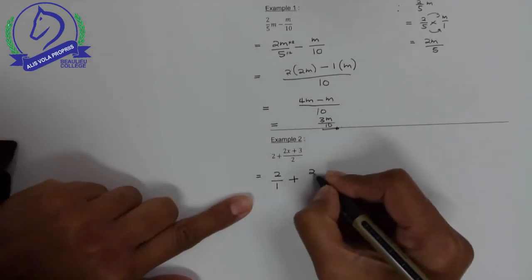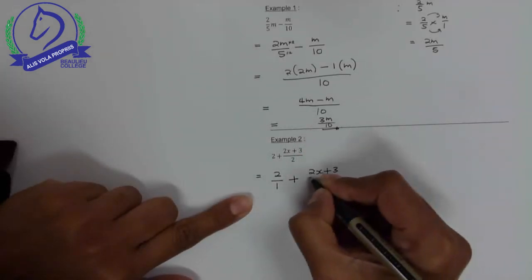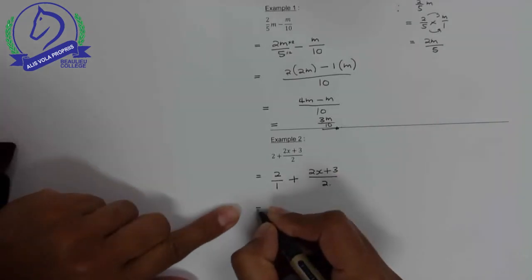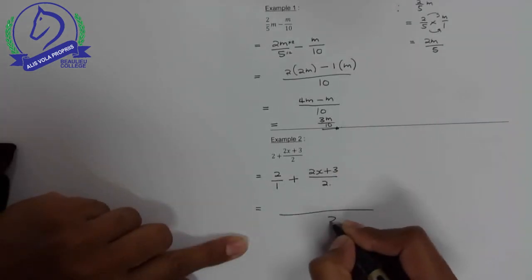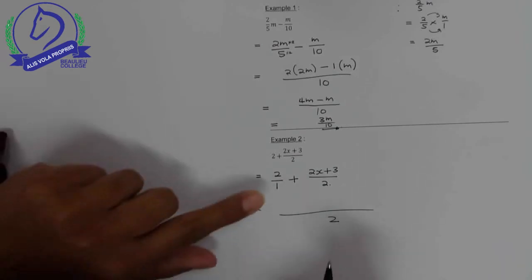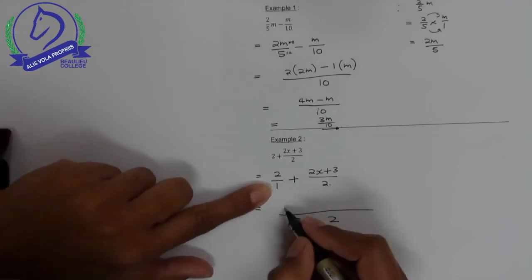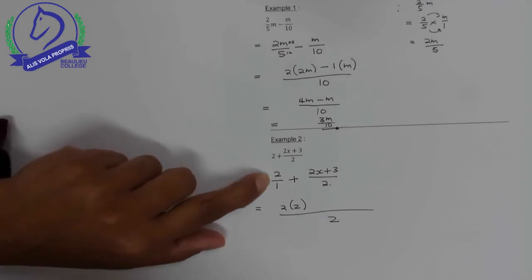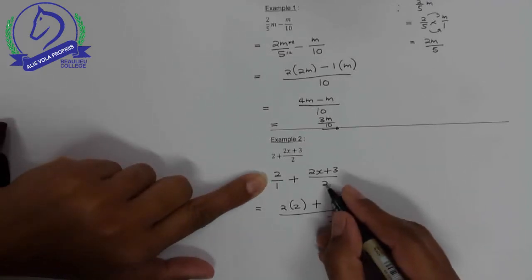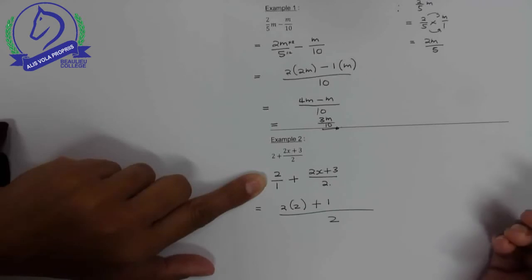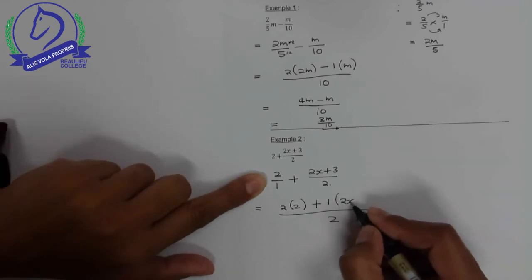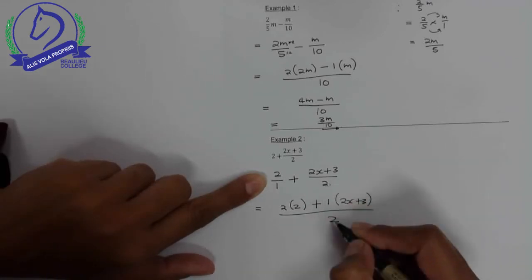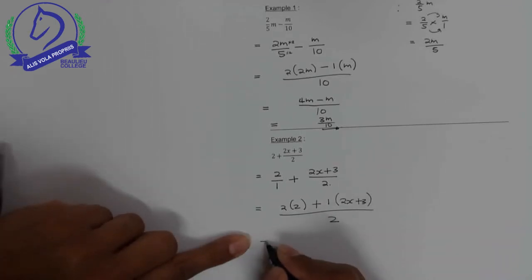Plus 2x plus 3 divided by 2. But the common denominator is 2. So that 1 to get there, you need to multiply it by 2. So you're doubling the numerator. In this case, the 2 to get to the 2, you're multiplying by 1. So there's no change there because the denominator is the same as the LCD.